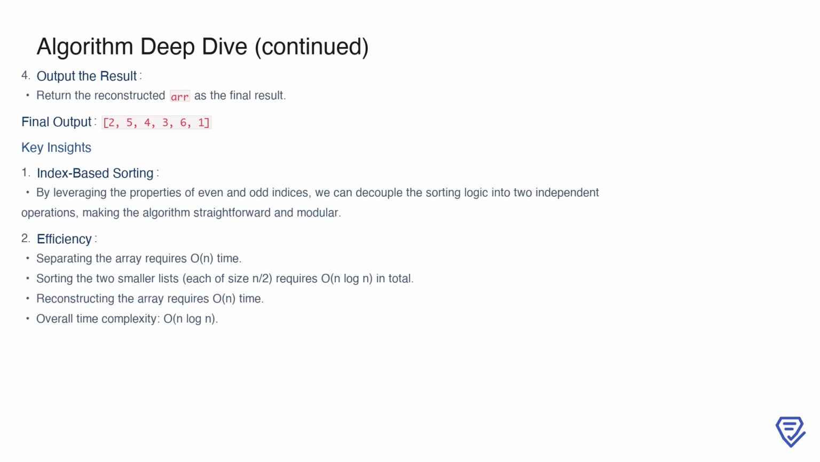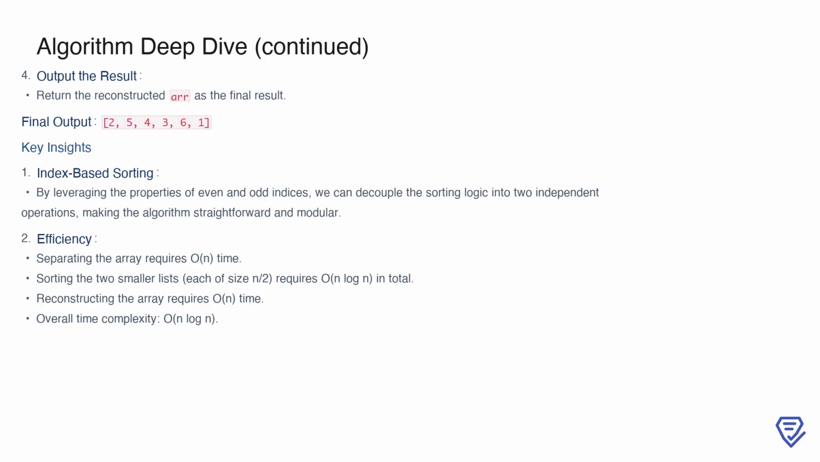The last step of the algorithm is to output the reconstructed array as the final result. In our example, the final output is 2, 5, 4, 3, 6, 1. The process of separating, sorting, and reconstructing the array highlights two important insights. First, by sorting the indices independently, we simplify the problem into modular steps that are easier to handle. This index-based sorting ensures clarity and avoids unnecessary complexity.